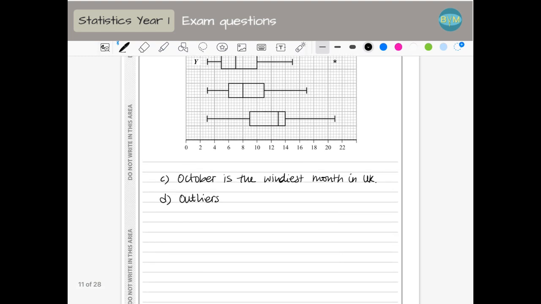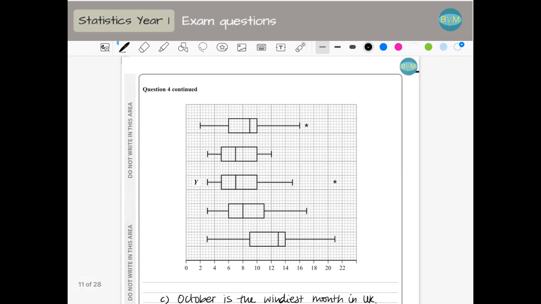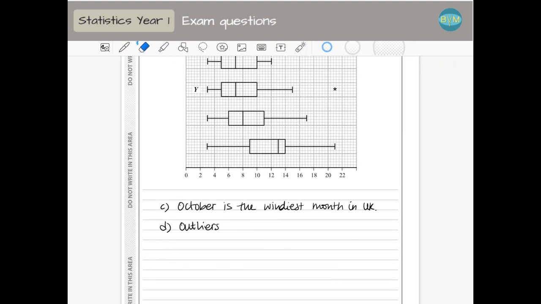So, no, it's not E, it's D2. This one was D1 and this one D2. So this could be month B because it has a low mean and wider spread or range. Yeah, and that's all with this question.